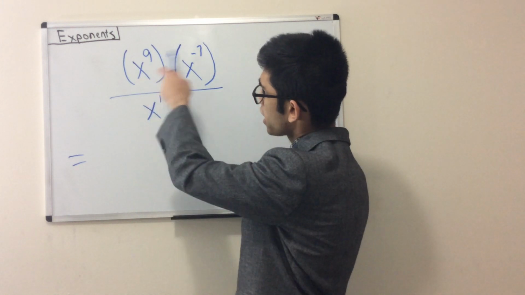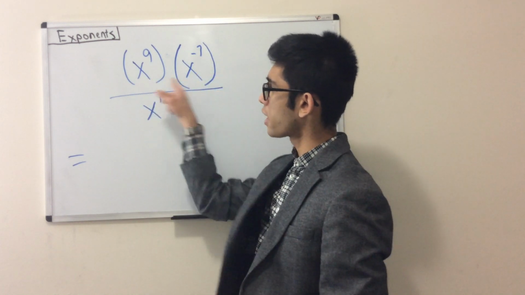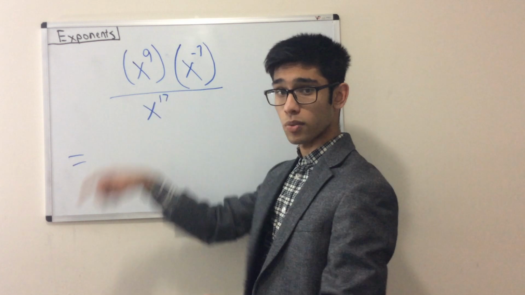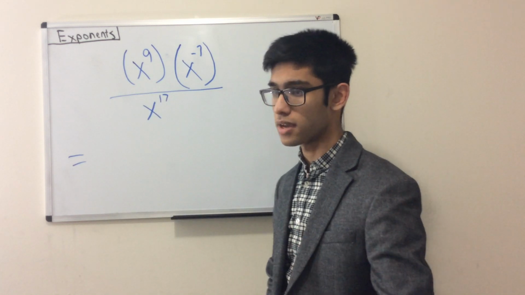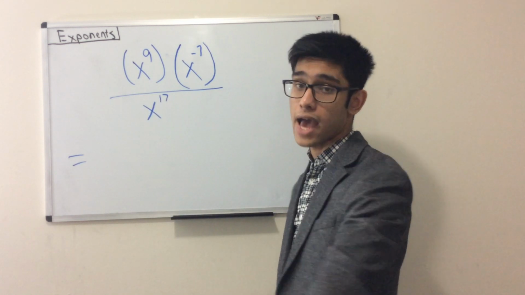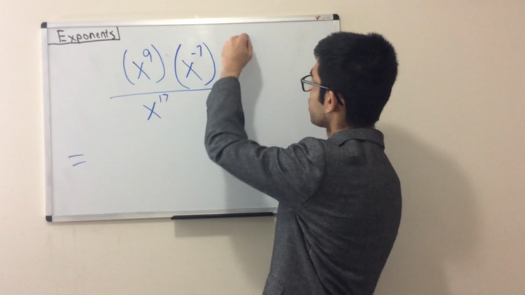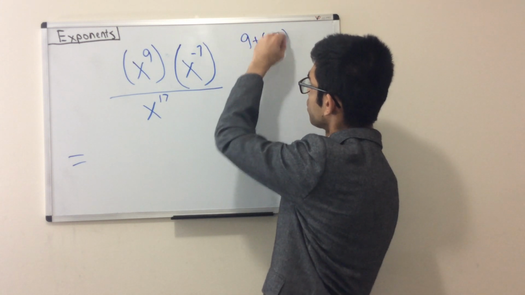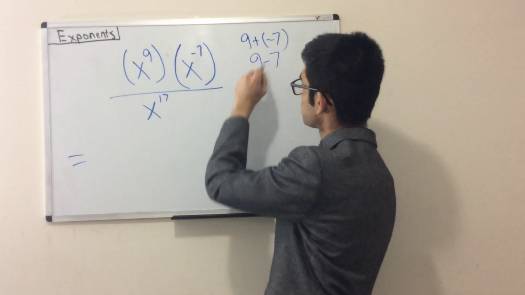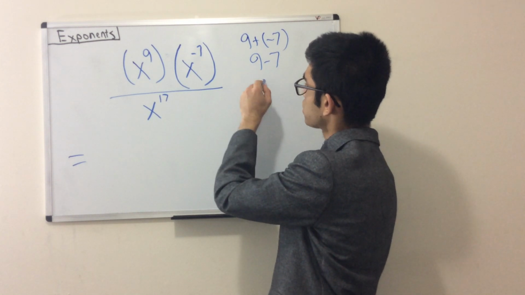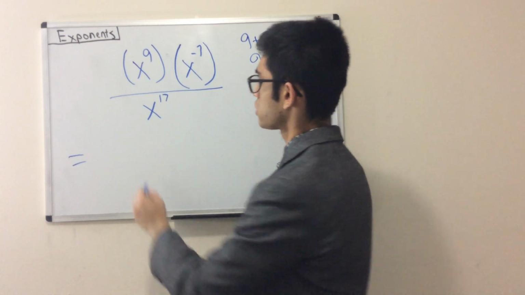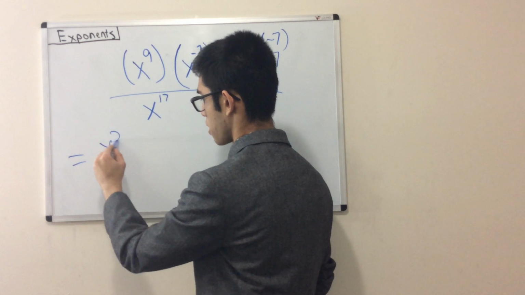So we have 9 and negative 7. So we're multiplying two of the same bases, right? So when we're multiplying two of the same bases, as I've said countless times before, we just add the exponents. So what's 9 plus negative 7? Well, if you know your integer laws, 9 minus 7 is what it turns out to be. It's 2. So on the top we have x to the power of 2.